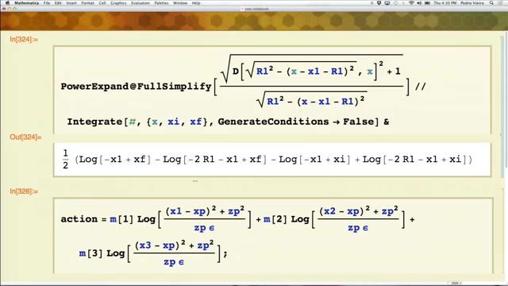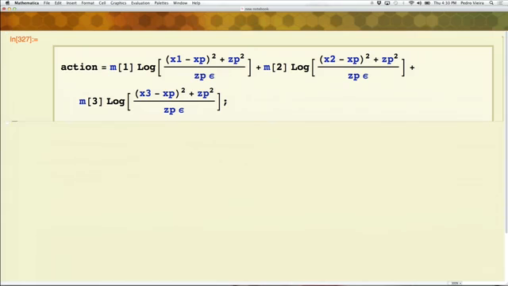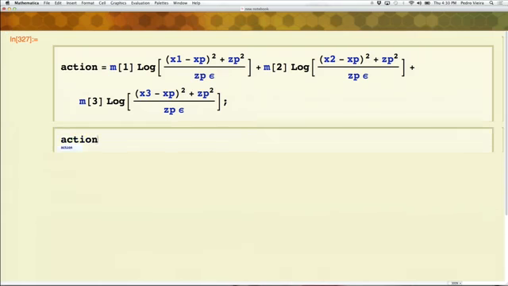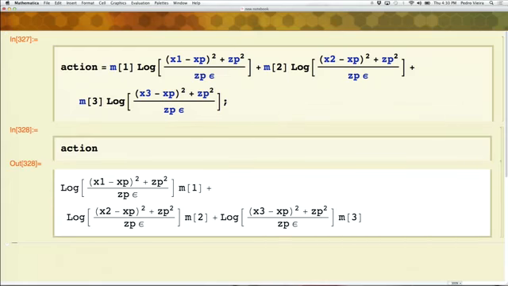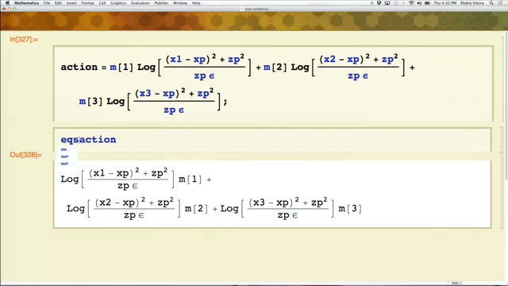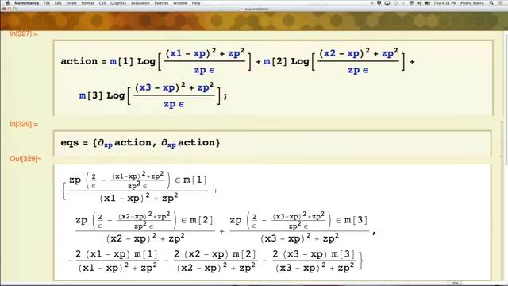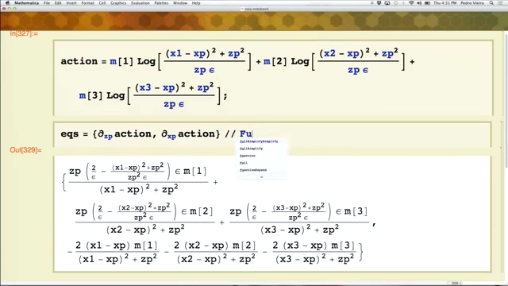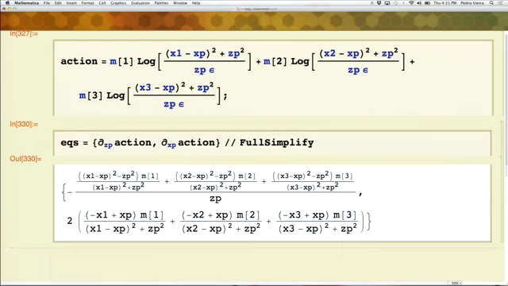The first line. If you know me, you know I'm addicted to erasing stuff. So very good, we don't care about that anymore. So now here is our action. And now what we want to do is minimize this, so we want to generate some equations. And the equations are just the derivative of our action with respect to ZP, which is going to be equal to 0, and the derivative of our action with respect to XP should also be 0. Okay? So these are our equations, and we can make them look a little bit nicer. So the first line should be equal to 0, the second line should be equal to 0.